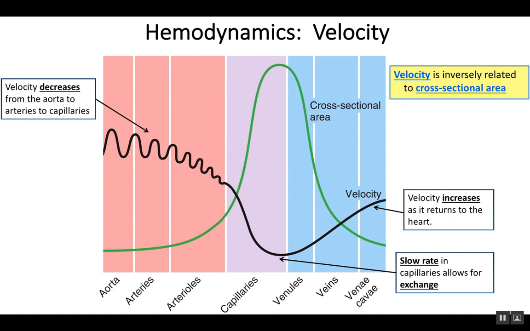Not to the speed as it is in the aorta and arteries, but blood moves faster in veins than it does in capillaries. So that's the trend to focus on. This high velocity in your arteries, low velocity in your capillaries, but it starts to speed back up in your veins. And that has to do with the fact that that cross-sectional area goes down again.